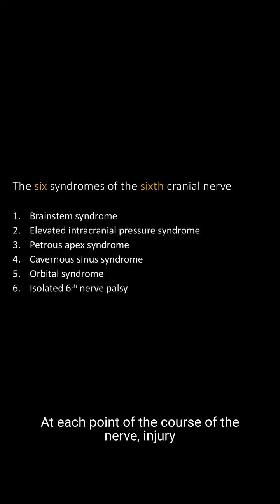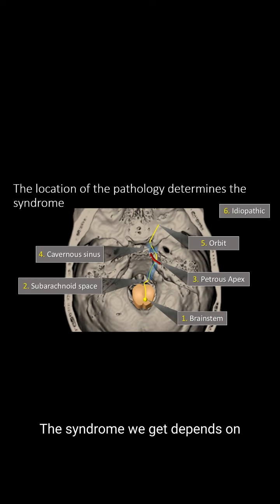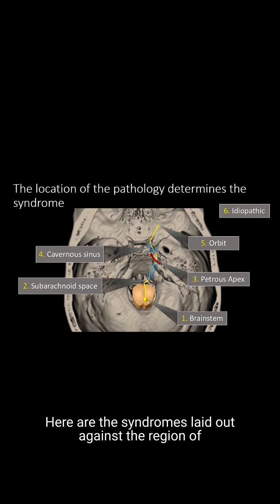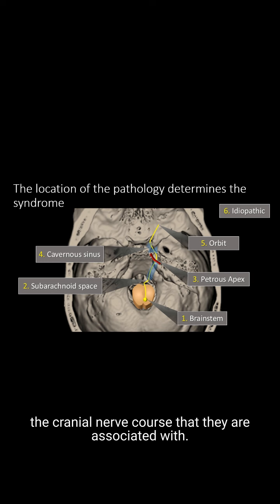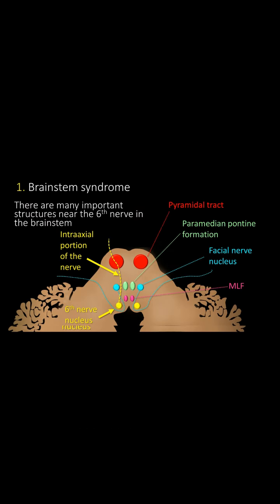At each point of the course of the nerve, injury to the nerve will cause a different syndrome, giving us the 6 syndromes of the 6th cranial nerve. The syndrome we get depends on the location of the lesion. Here are the syndromes laid out against the region of the cranial nerve course that they are associated with.